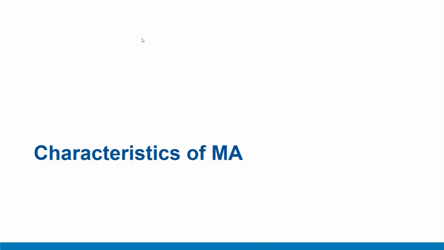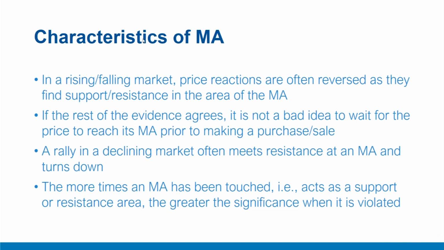Characteristics of moving average. In this video, we'll discuss some basic characteristics of moving average plot. An MA or moving average is a smooth version of a trend, and the average itself is an area of dynamic support and resistance. In a rising market, price reactions are often reversed as they find support in the area of the MA. If the rest of the evidence agrees, it is not a bad idea to wait for the price to reach its MA prior to making a purchase.